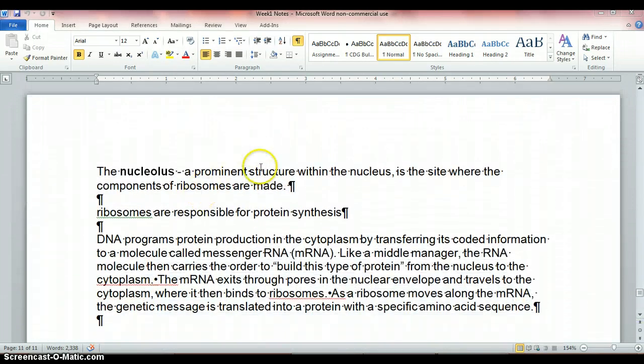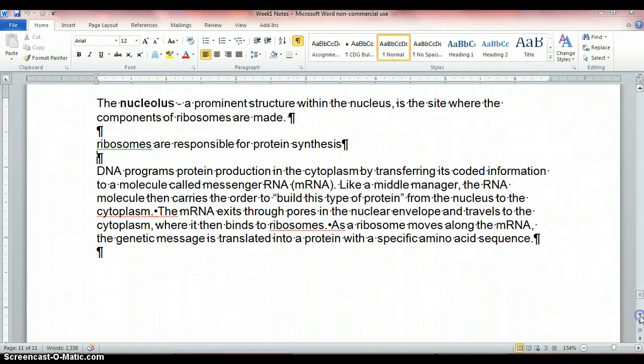The nucleolus is the prominent structure within the nucleus. It is a site where the components of the ribosomes are made. So most of the stuff we talk about where ribosomes are made, that's going to be in our nucleolus. And ribosomes, again, protein synthesis. Remember, proteins do just about everything.